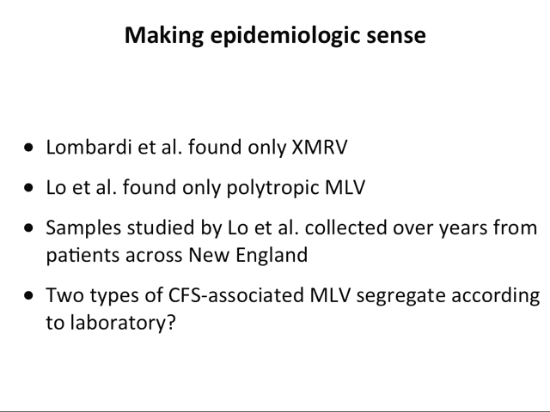One of the problems that I have is that some of the observations don't make sense epidemiologically. For example, the first study of XMRV in CFS patients, they only found XMRV. And then the other one I told you about from the NCI, they only found polytropic MLV. And these patients were collected over many years from different areas of New England. So why would the type of virus associated with CFS segregate according to the laboratory, not according to, say, geographic area or some other distribution? Why would one lab find MLV and the other find XMRV? So it doesn't make any sense to me.